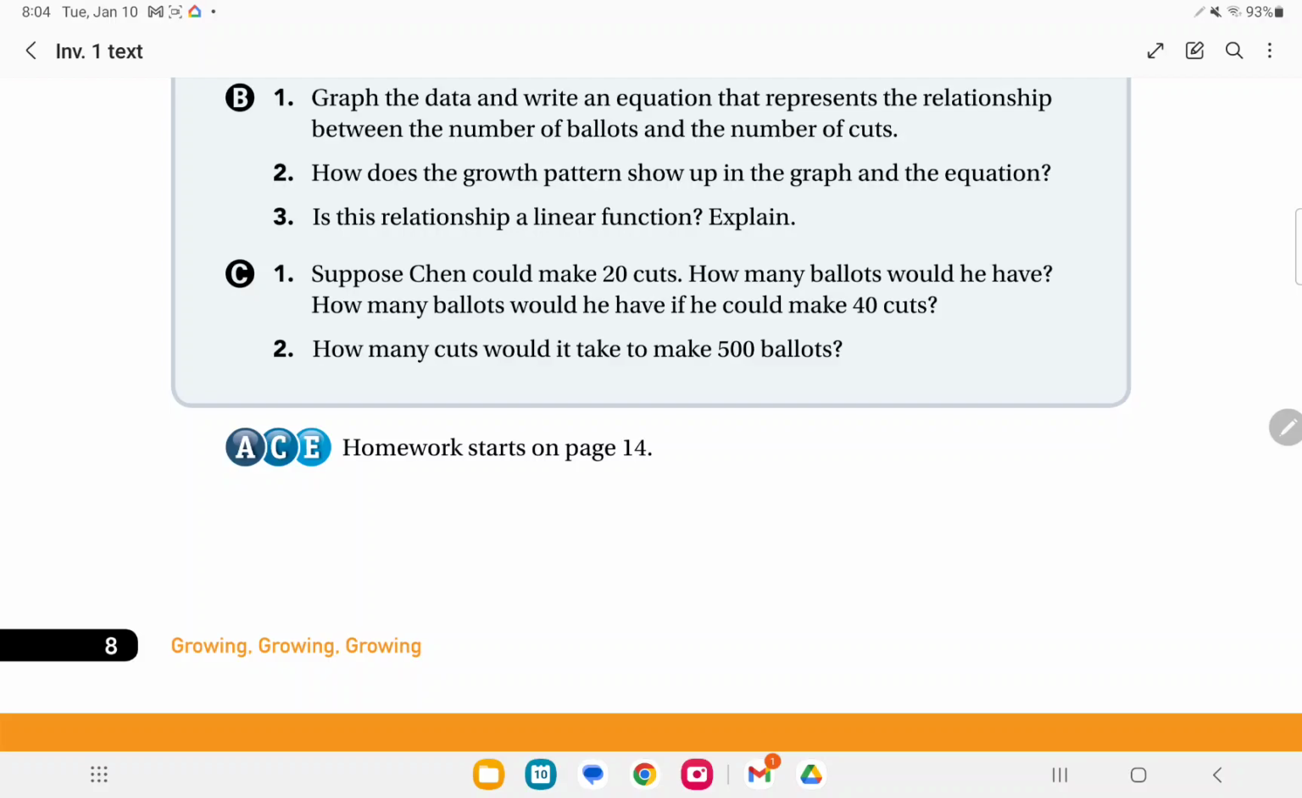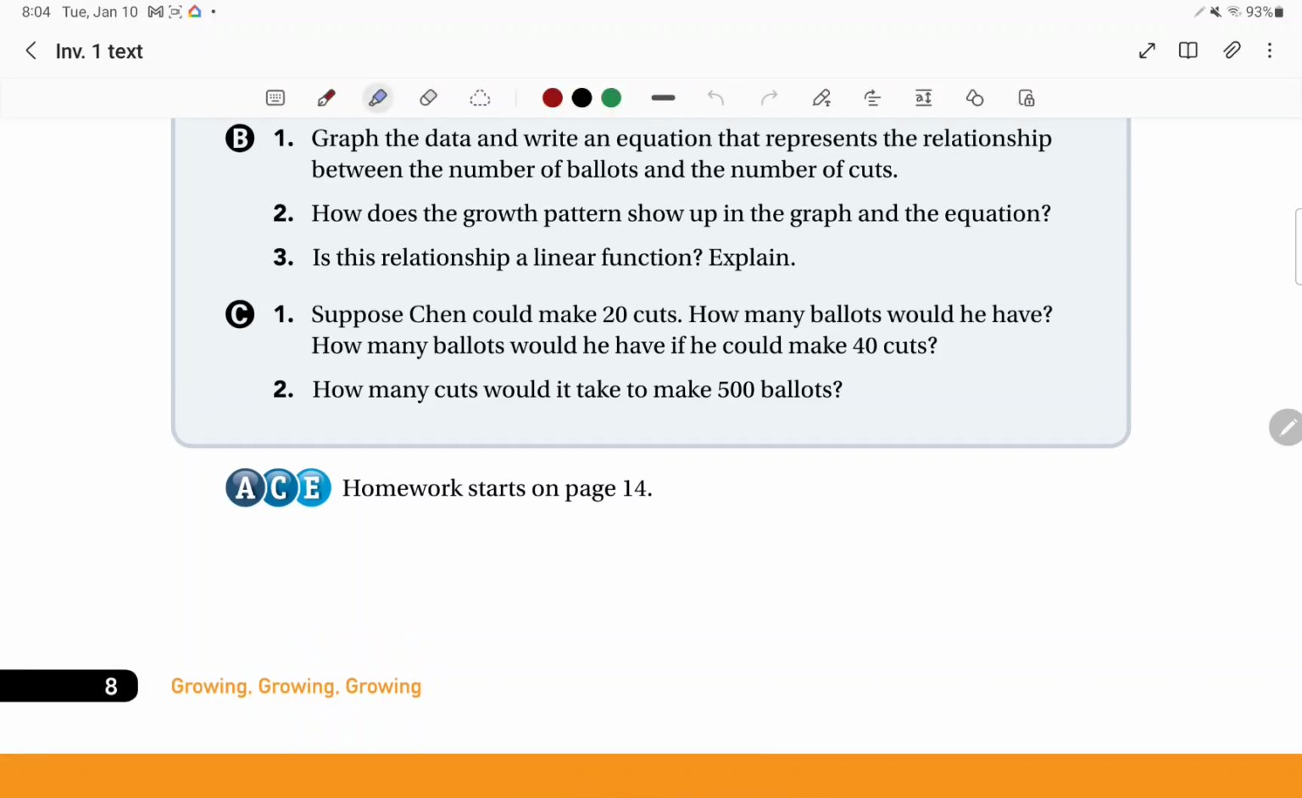Okay, on C, on the first one, let's take a look at that one. On number 1, it says if you can make 20 cuts, right? So the number of ballots is equal to 2 to the power of the number of cuts. So if you put 2 to the 20th into your calculator, you would get 1,048,576 ballots. Make sure you label all of these as well.